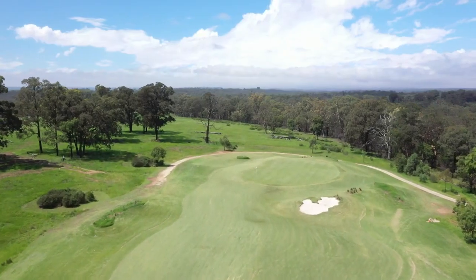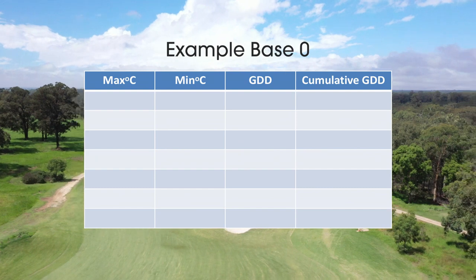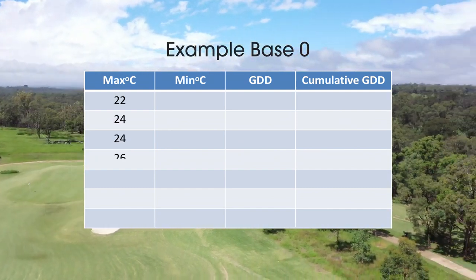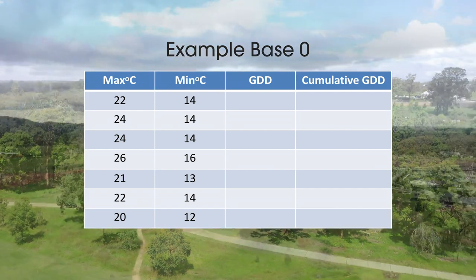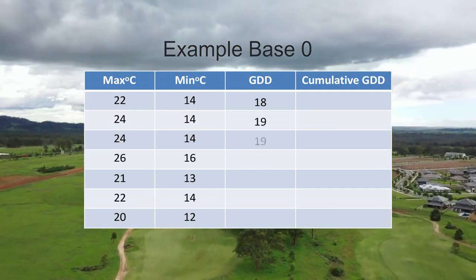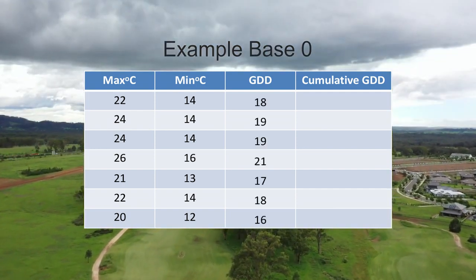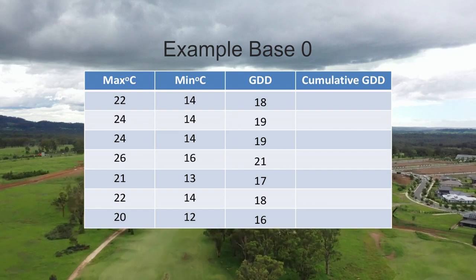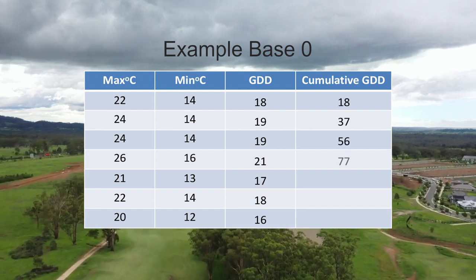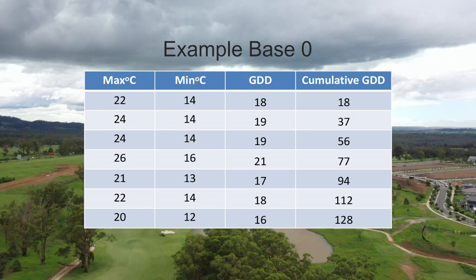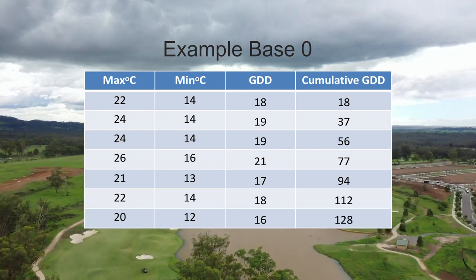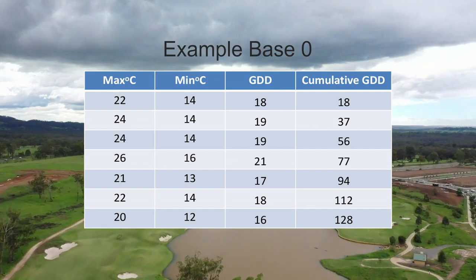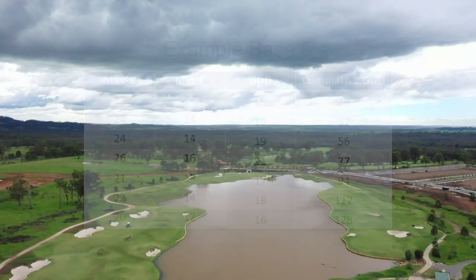Here's an example with a temperature base, or T-base, of 0. We have a series of days here with minimum and maximum temperatures. If we do the calculation, we can see the growing degrees we are getting each day. The second step is to accumulate the numbers to get a running total. And you can see that we have 128 growing degree days. Using base 0, we are not subtracting anything from the average.